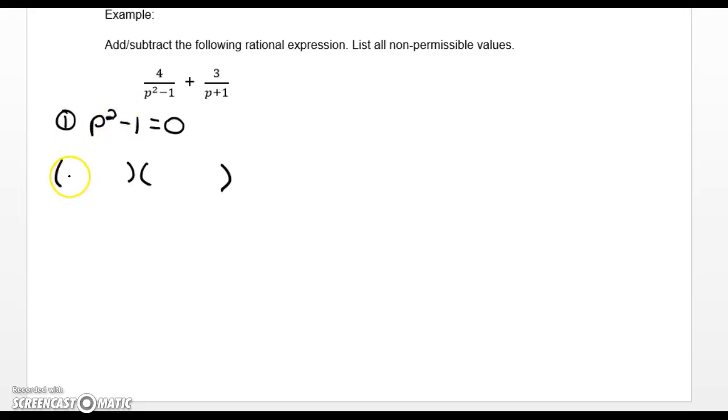So you draw your two brackets, and you square root your first term. The square root of p squared is just p, so that goes on the left. Then you square root your last term. The square root of 1 is just 1, so that goes on the right. One gets a plus sign, one gets a minus sign, and then set it equal to 0.